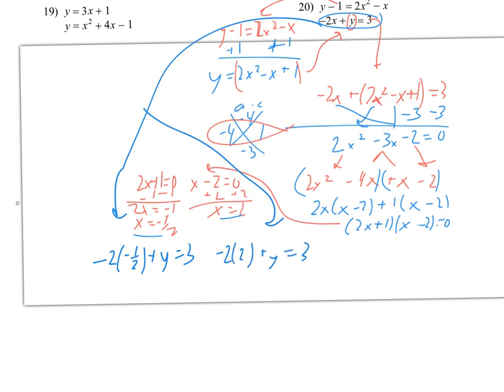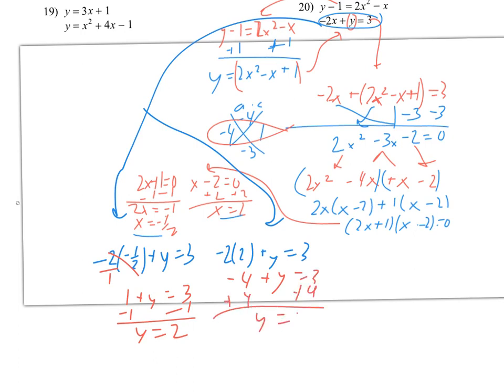All right, so now I'm going to use these to find y. So on this one, I can cross cancel, and it actually turns into 1 plus y equals 3. So I can subtract the 1 over, and I know y equals 2. On this one, this will be negative 4 plus y equals 3, so I'm going to add the 4 over, and y equals 7. My points here will be negative 1/2, comma 2. And then on this one, it is going to be 2, comma 7.